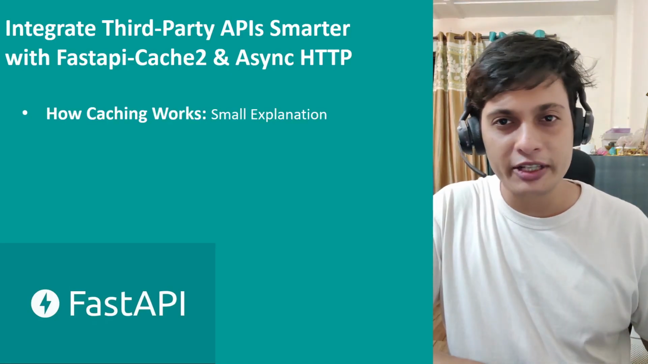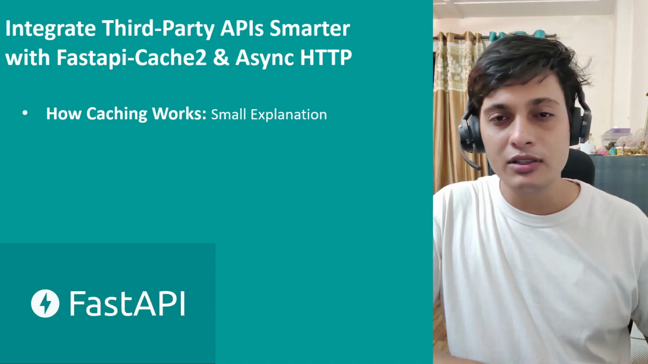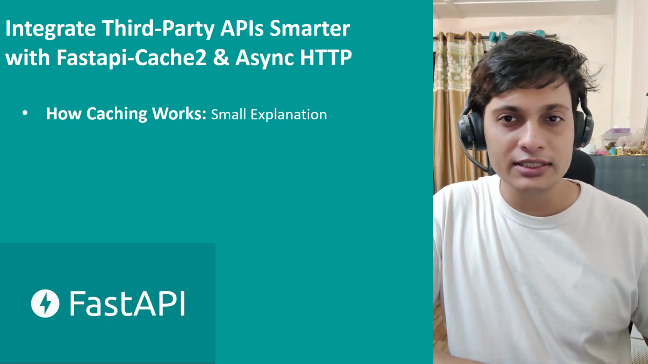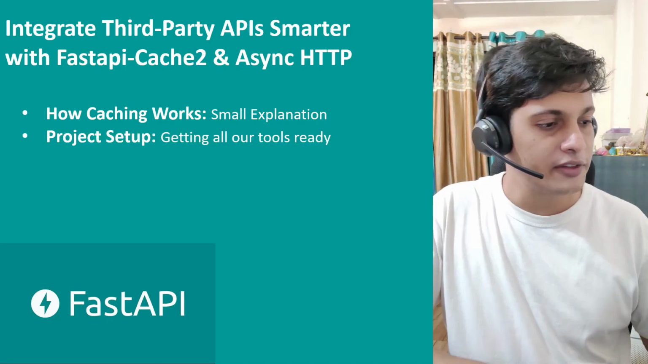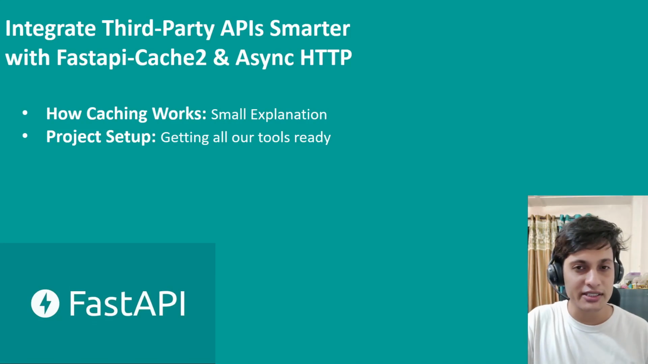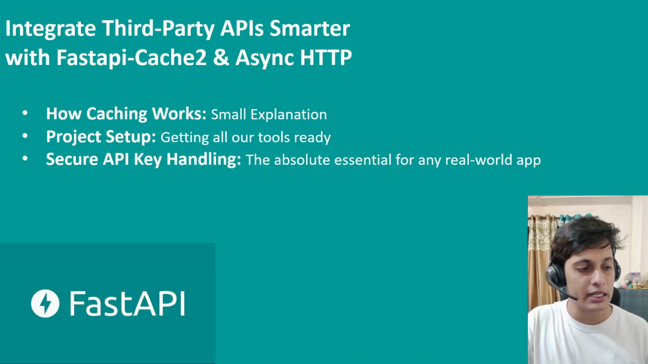First of all, I'm going to explain how this caching works, because when we know it, it is easy for us when we implement it. After that, I'm going to show you the small project setup on which we are going to do the development. The third thing is, when we take any third-party API, they will give you some kind of authentication key as well, because that authentication key will enable you to use that service. So we will see how to secure it. Actually, we did it earlier, but it is good to keep that in practice.